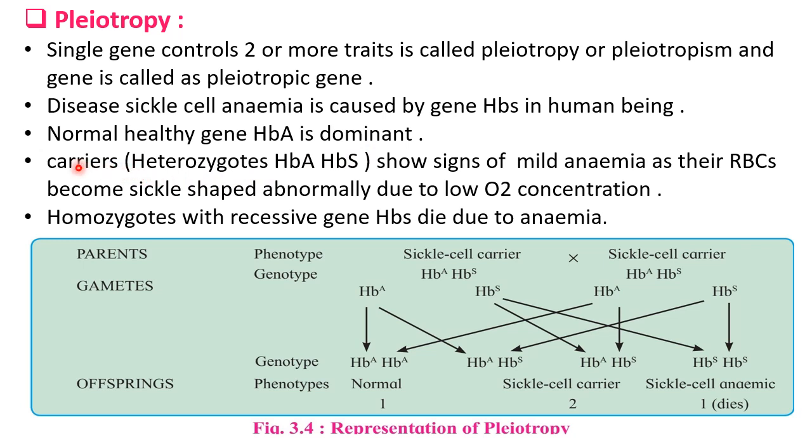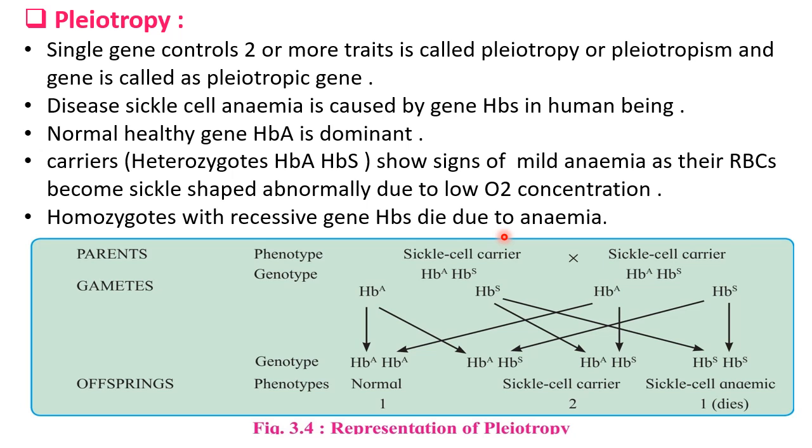The carriers, which are heterozygotes having genotype HBA HBS, show signs of mild anemia as their RBCs become sickle shaped, or they are also called half moon shaped, abnormally, due to low concentration of oxygen. Then the homozygotes with recessive gene, that is HBS, die due to sickle cell anemia because of very low concentration of oxygen.